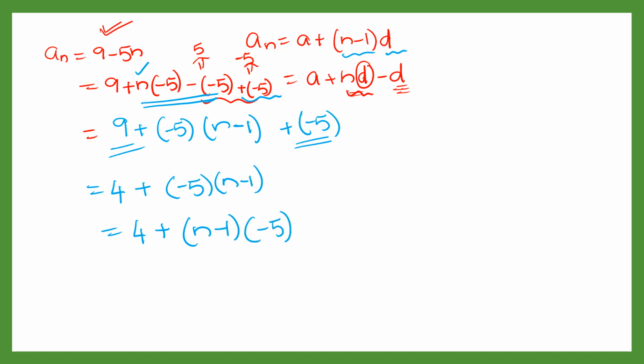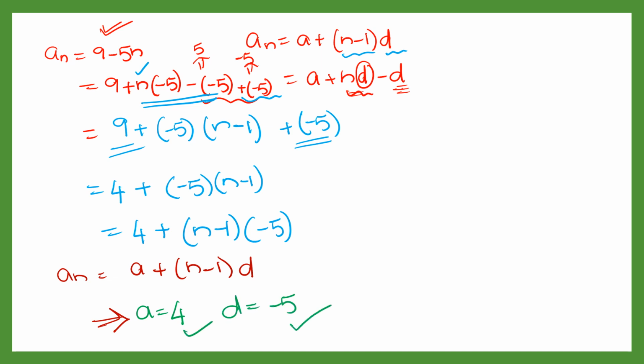Now compare with the general form. An is equal to a plus n minus 1 into d. We get the values as a is 4, d is minus 5. We got first term as 4, common difference as minus 5. In this way directly we can find first term and common difference. If we know the first term, we can automatically find second term, third term and so on. We can also find the sum of n terms if we know first term and common difference.